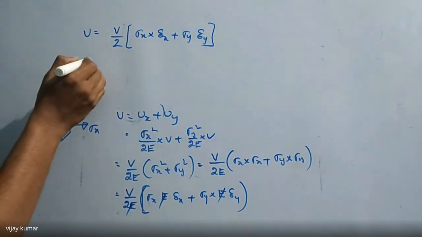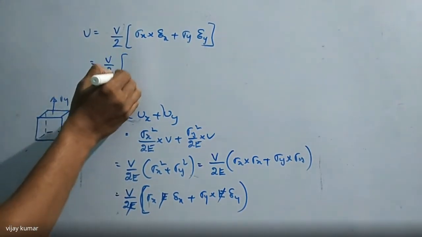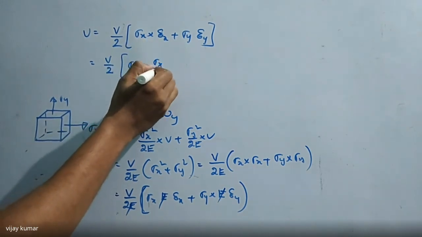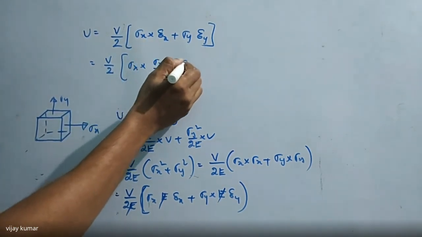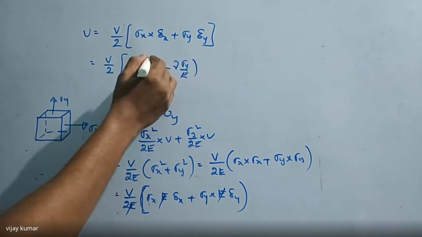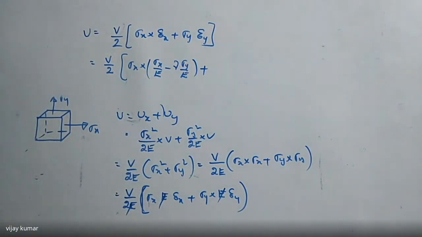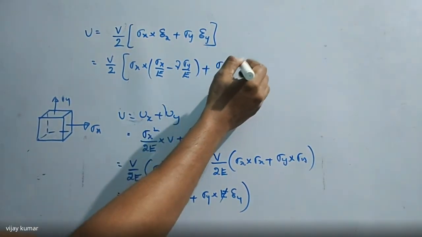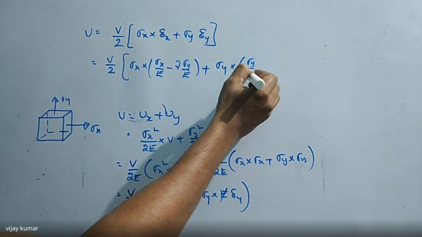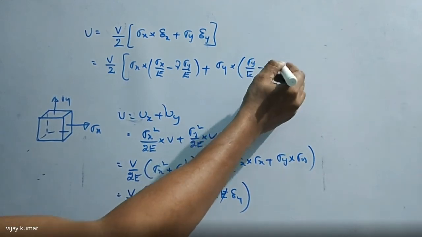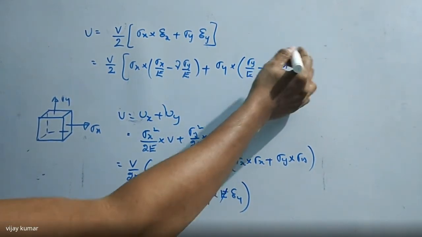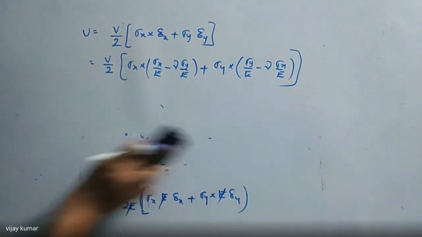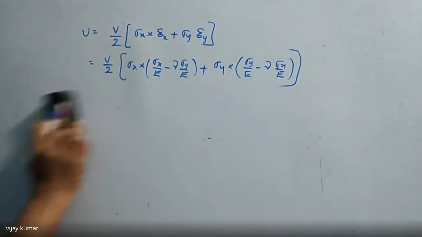But in case of two-dimensional state of stress, we are getting sigma x into epsilon x is nothing but sigma x by E minus Poisson ratio into sigma y by E, plus sigma y into sigma y by E minus Poisson ratio into sigma x by E. Did you get it or not? This is for a two-dimensional state of stress. So please listen carefully here.